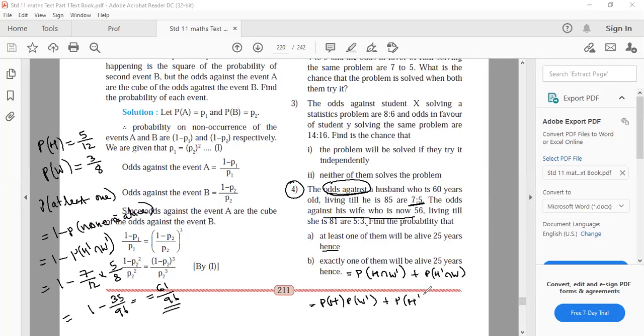Intersection is directly multiplication. 5 by 12 into P of W dash is 5 by 8. Probability of H dash is 7 by 12 and W is 3 by 8. So 25 plus 21 divided by 96, no? So 46 by 96. It will be 23 by 48. Is it fine? Yes, sir.